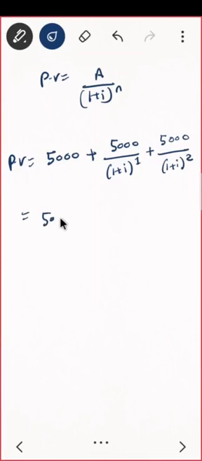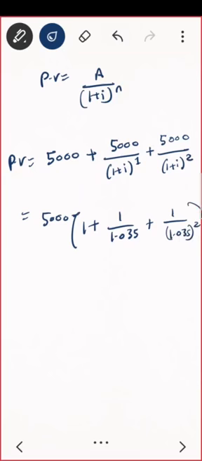Correct. So this will be 5,000. You can take 5,000 outside, so it will be 1 plus 1 upon 1.035, plus 1 upon 1.035 square. This is what you have to calculate now. That's it. That will be the present value. See here, present value is divided into three parts: 5,000, 5,000 upon 1 plus I, 5,000 upon 1 plus I the whole square. So whatever it is, you just calculate and get the answer.